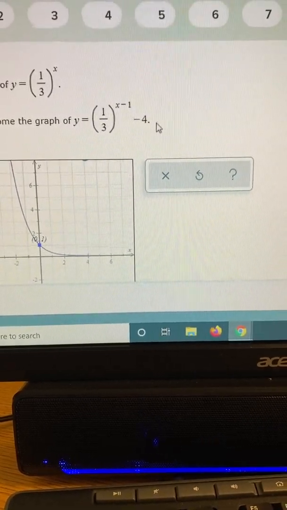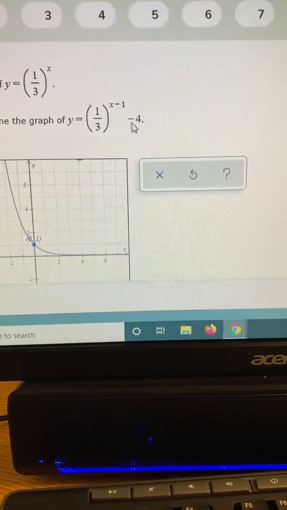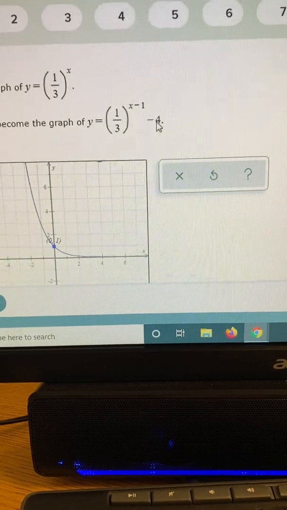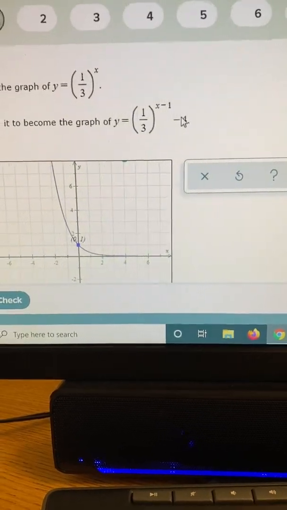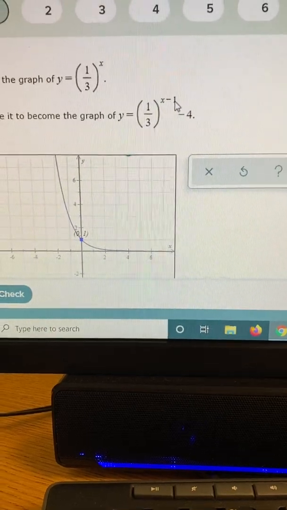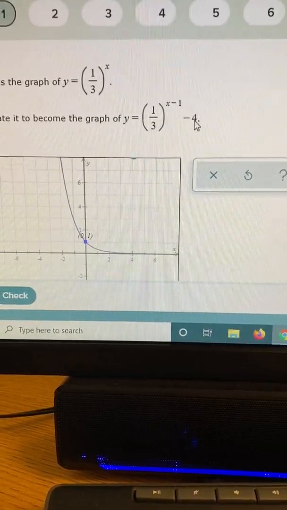This number out here is your k, this is your constant. So this is your vertical movement. If it's a negative, it's a negative movement. If it's a positive, it's a positive. So horizontally, we're gonna move +1. Vertically, we're gonna move -4.